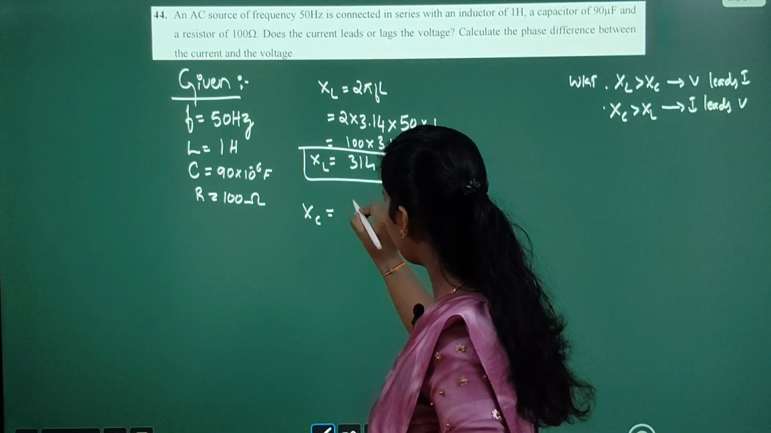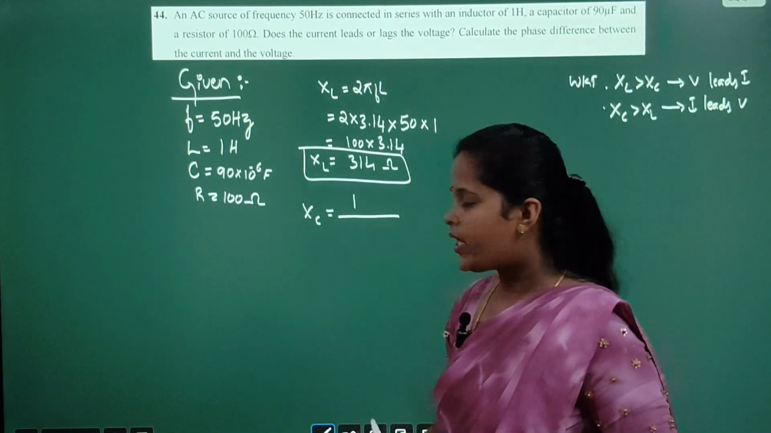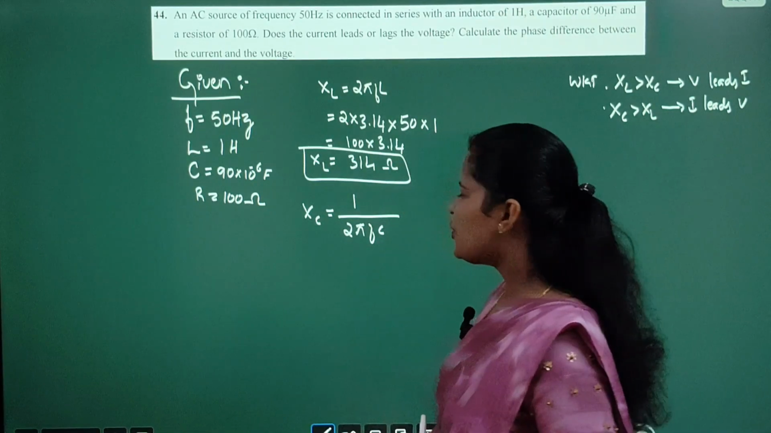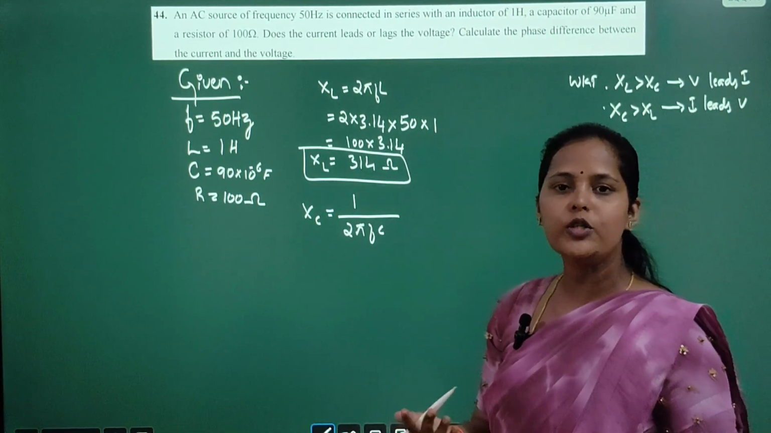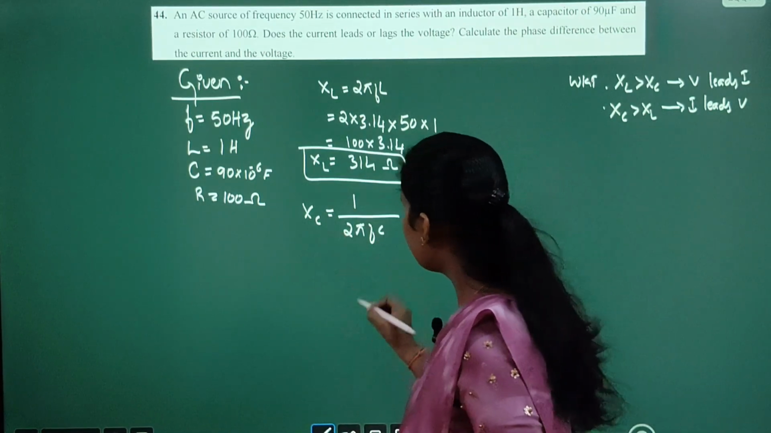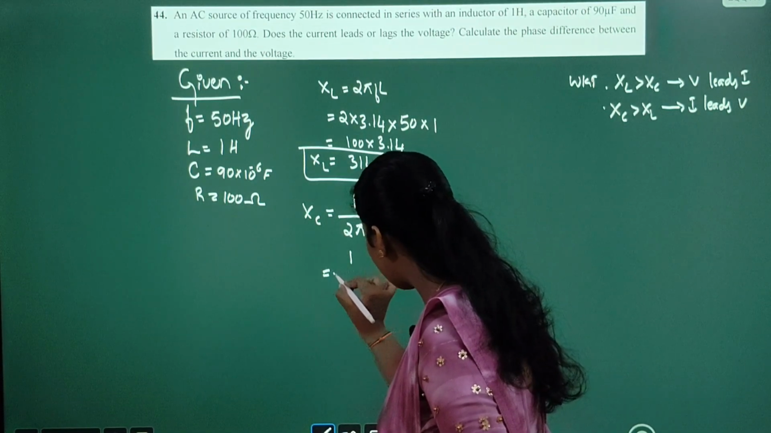XC. What is the formula for capacitive reactance? 1 upon 2 pi FC. So what is capacitive reactance? The opposition offered by the capacitor is nothing but capacitive reactance. Okay, here find out, substitute the values.